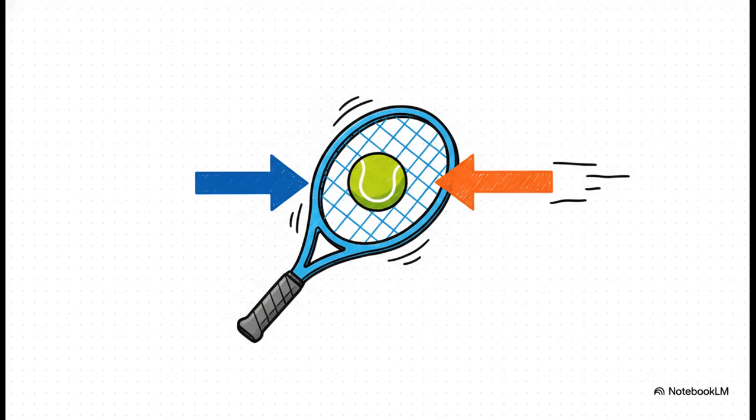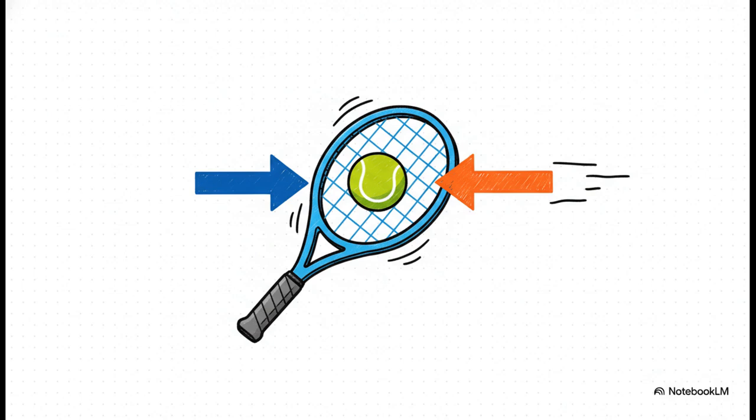Think about it. When a tennis racket hits a ball, the racket puts a force on the ball. That's the action. But at that very same instant, the ball puts an equal and opposite force back on the racket. That's the reaction. They're an inseparable pair, but because they're acting on two different things, the ball and the racket, they can't possibly cancel out.